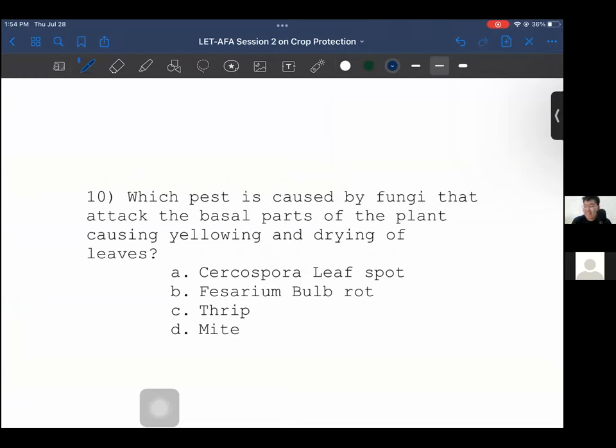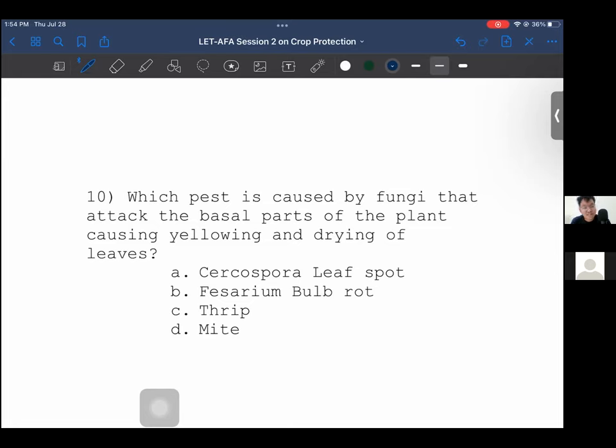So number 10, which pest is caused... Earlier I said we would dive deeper into the diseases of plants. So this is it. I encourage you to take note of this, because the choices here are the common diseases that most frequently appear in the previous LETs.